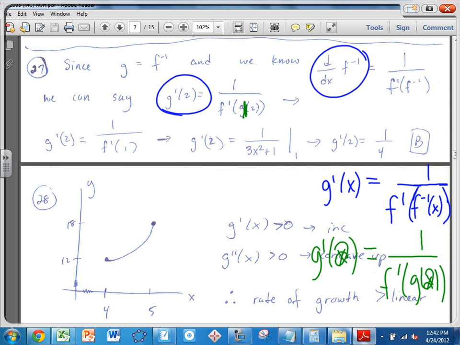Is this the derivative of the original? Yeah, that's what you get. I don't have the problem in front of me. So here's the derivative of the original. You plug in the 1 there, you're going to get 3 times 1, which is 3, plus 1 is 4. It's 4. You're going to end up getting 1/4.